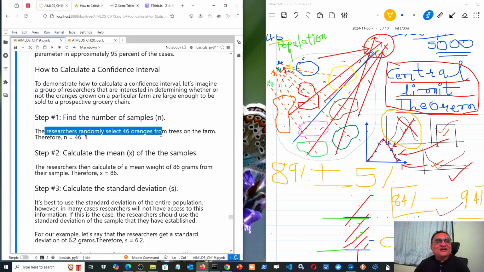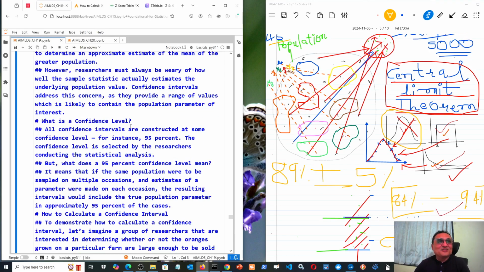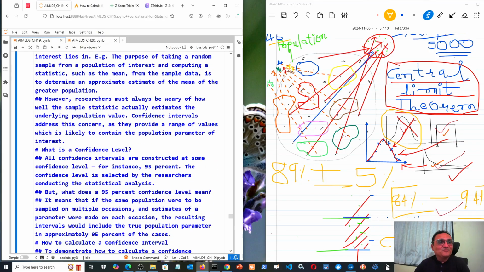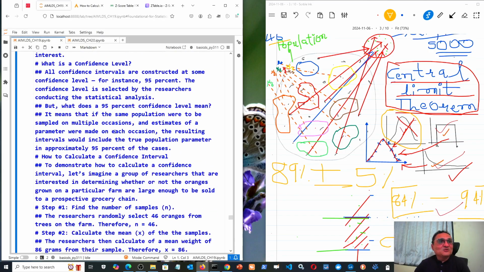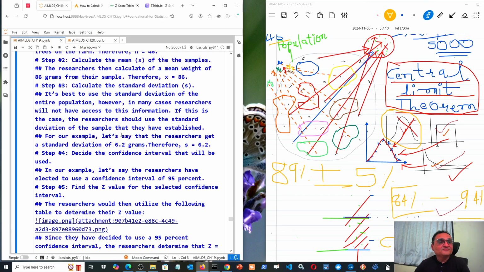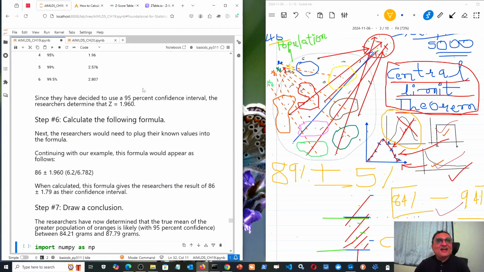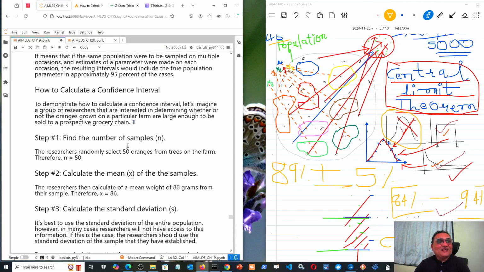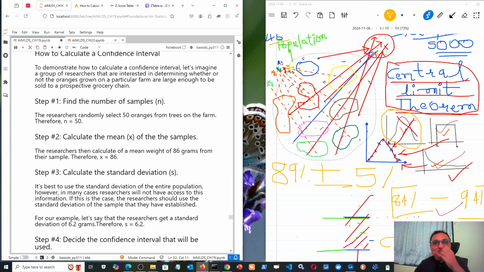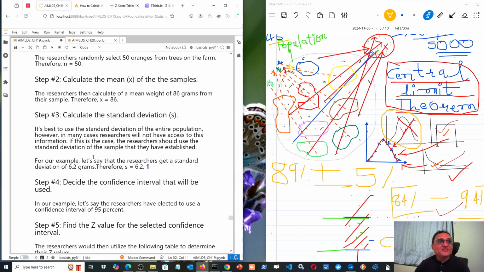They will just randomly select 46. Now 46 is just an example; instead of 46 it can be any number. Let us take a different number. Suppose they randomly select maybe 50 oranges from the trees on the farm, and they will take care that when they select the sample, they take a representative sample. So they will not pick all 50 oranges from one tree only. Suppose this is a big orchard, then they will take one from here, one from here, one from somewhere here, so that the samples are independent and truly representative of the population.